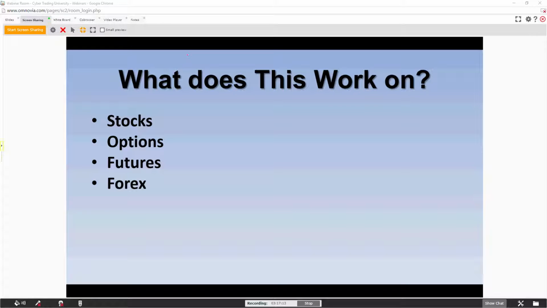It works on options. It works on futures. It works on Forex. It works on bonds. It works on gold. And it works on a lot of other commodities. Okay. So let's take a look at some of this.